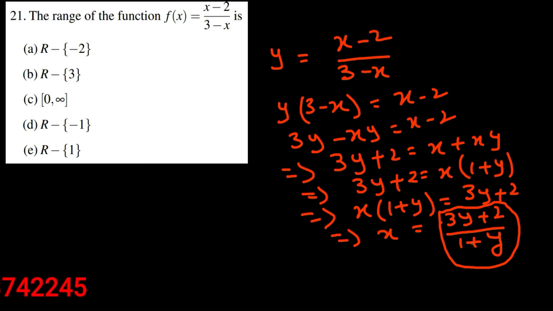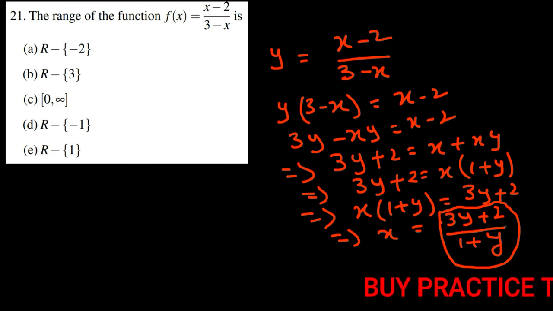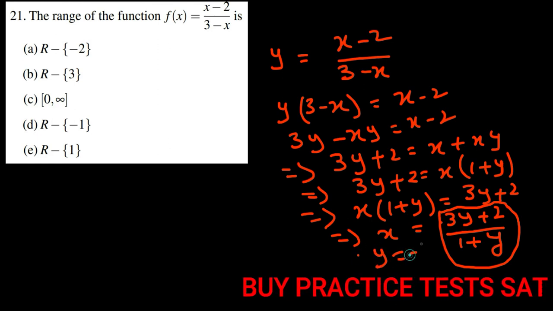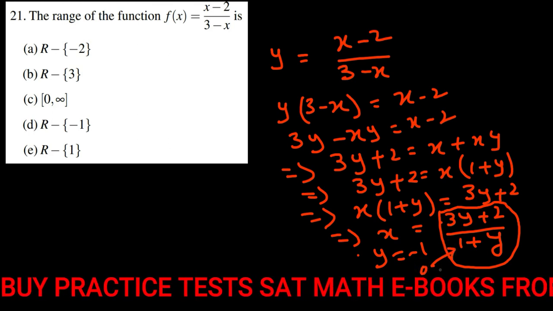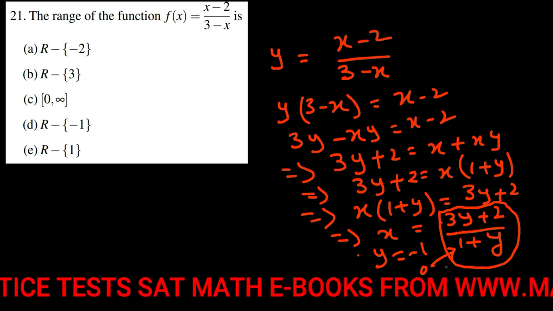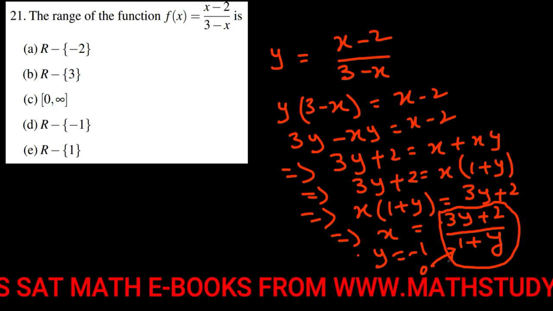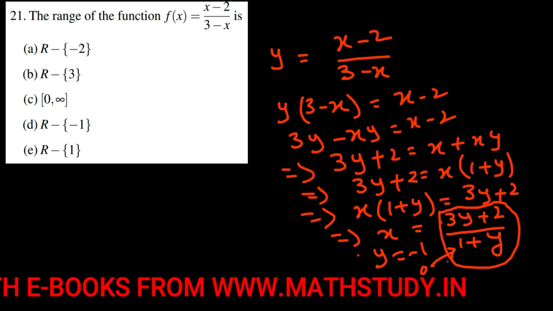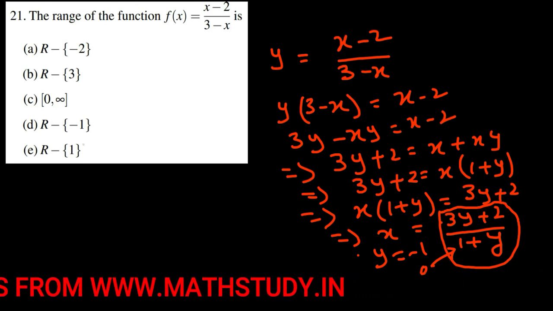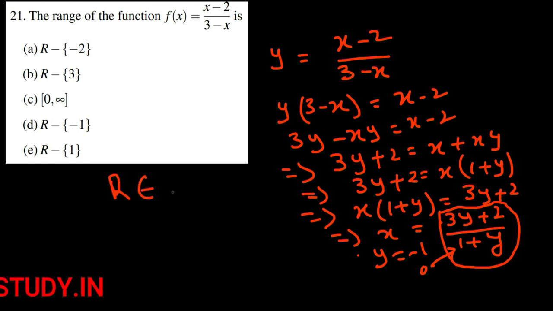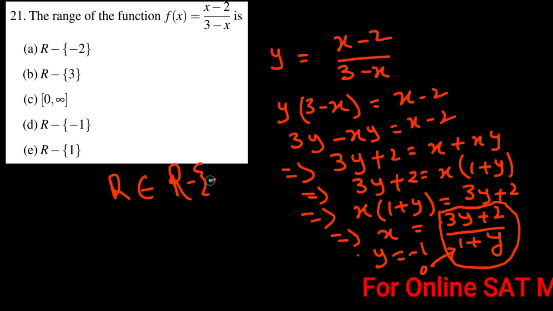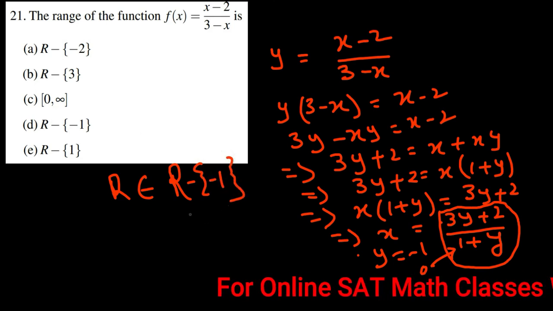Very simple. So here we can see that in the denominator, if we put y equals minus 1, then this denominator will become 0. Otherwise, at all other real values of y, our function is defined. In this case, we can say that the range of the function belongs to all real values except minus 1. So this is our range.